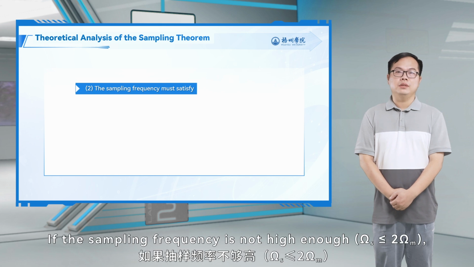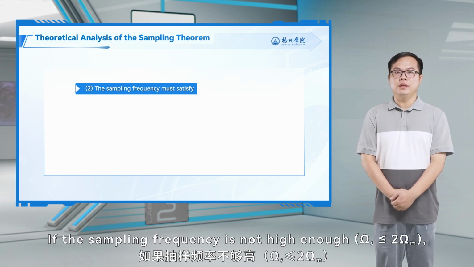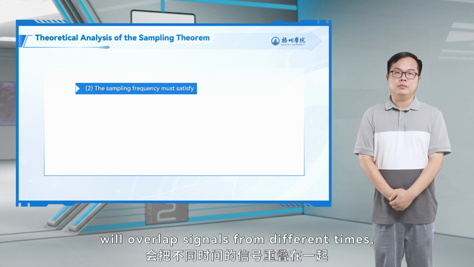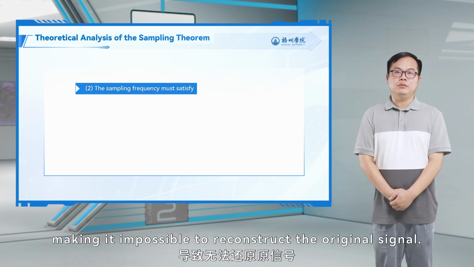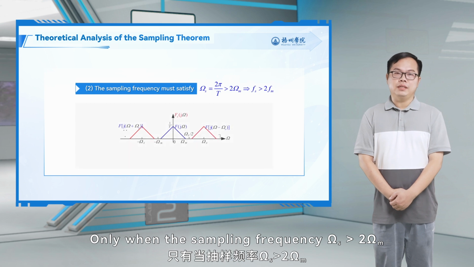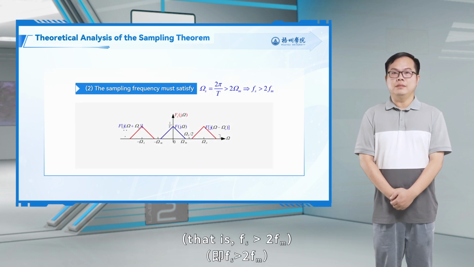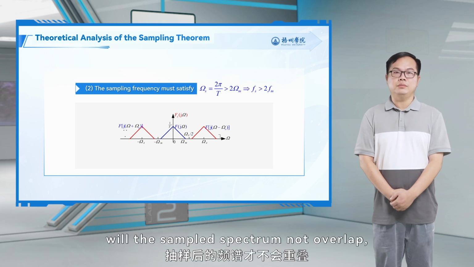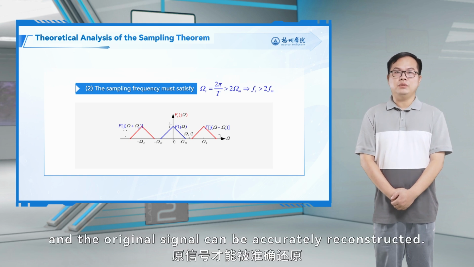If the sampling frequency is not high enough, ωs less than or equal to 2ωm, the photo will overlap signals from different times, making it impossible to reconstruct the original signal. Only when the sampling frequency ωs is greater than 2ωm, that is, fs is greater than 2fm, will the sampled spectrum not overlap, and the original signal can be accurately reconstructed.